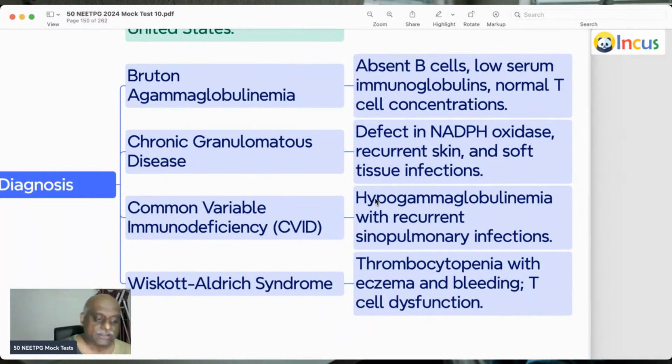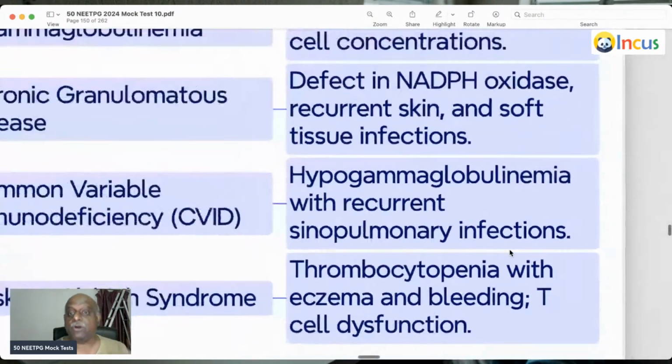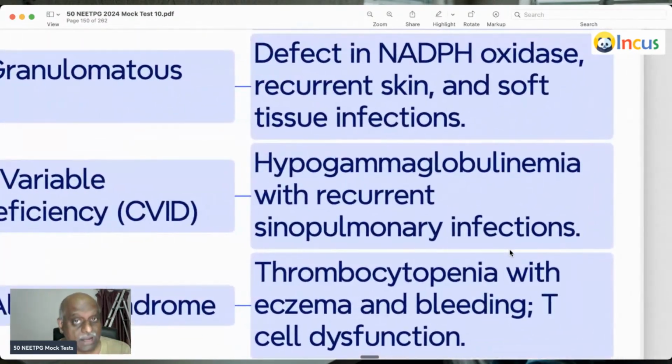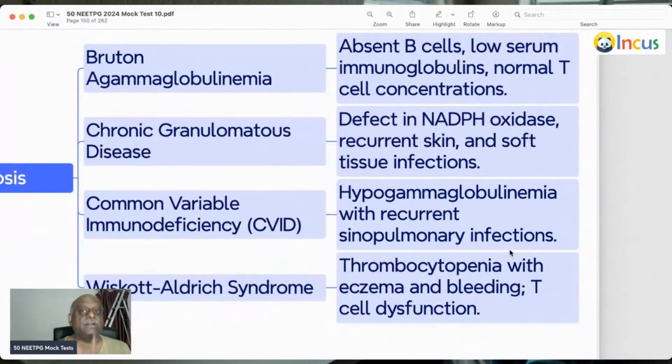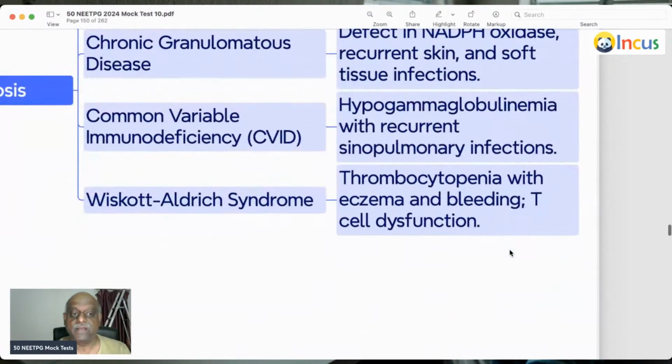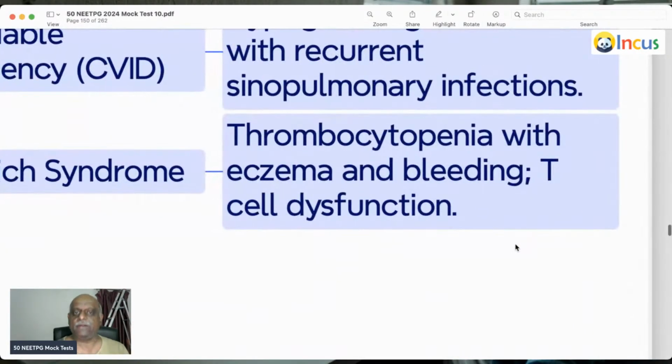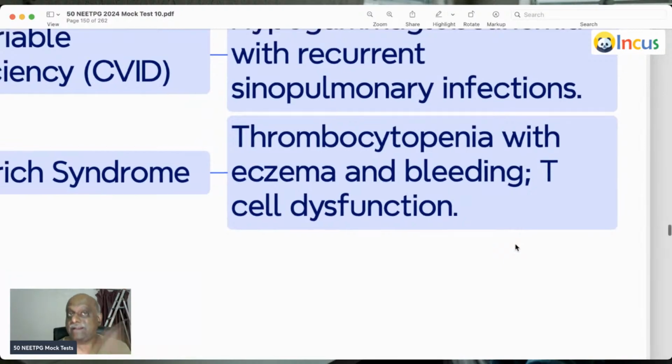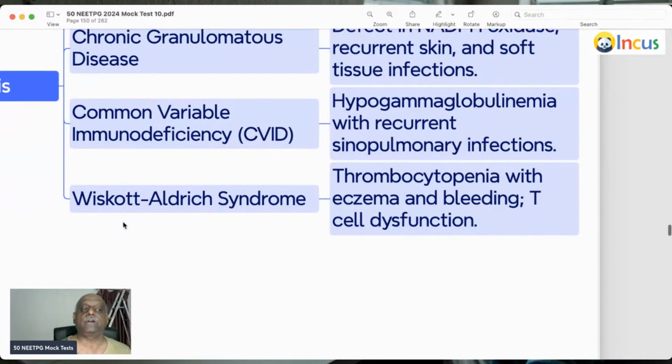How about chronic granulomatous disease? NADPH oxidase defect, recurrent skin and soft tissue infection. Common variable immunodeficiency: you have hypogammaglobulinemia with recurrent sinopulmonary infections. Wiskott-Aldrich: thrombocytopenia with eczema and bleeding and T cell dysfunction is Wiskott-Aldrich syndrome.